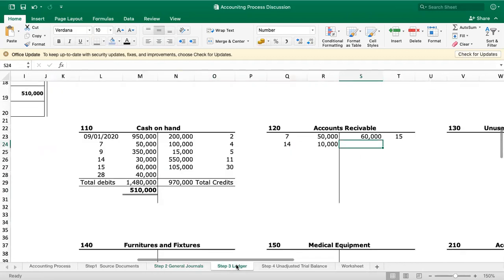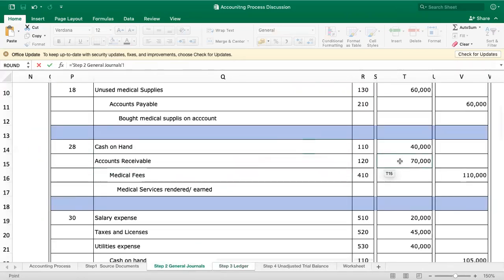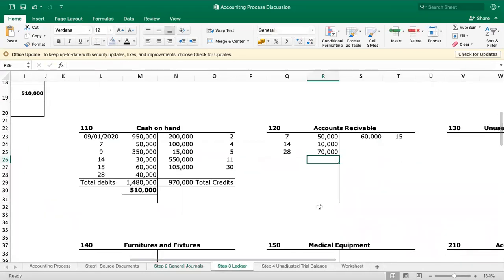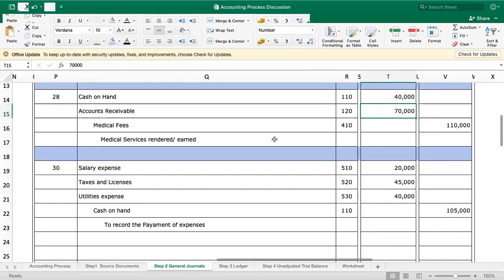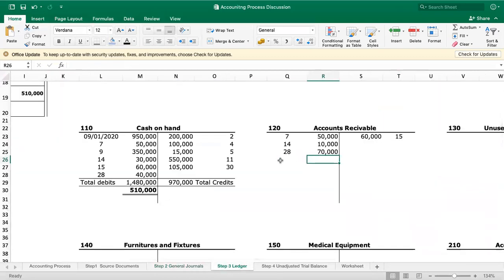Okay, so let's go back to the ledger. That's debit, September 28. How much is the amount? That's debit, 70,000. Okay, are there any more transactions that affect your accounts receivable? I think none, because on September 30, there is no accounts receivable here. So we can compute now the balance, the total debits and the total credits.